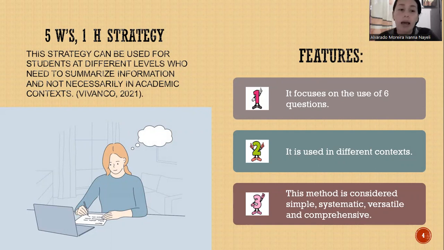Okay, then we have another strategy to summarize information. In this case, the 5W1H strategy. Okay, this strategy can be used for students at different levels who need to summarize information and not necessarily in an academic context. Okay, its features are: first, it focuses on the use of 6 questions. The second feature is that it is used in different contexts. And finally, this method is considered simple, systematic, versatile, and comprehensive.